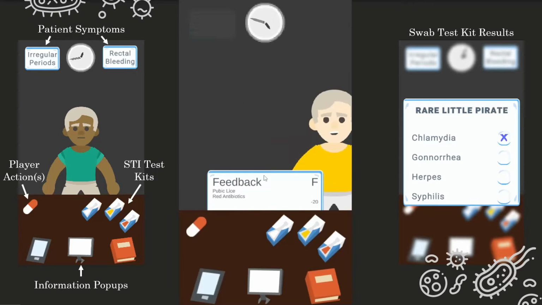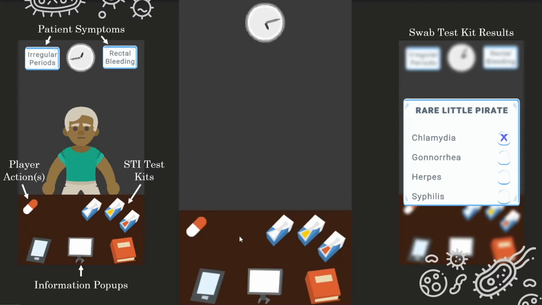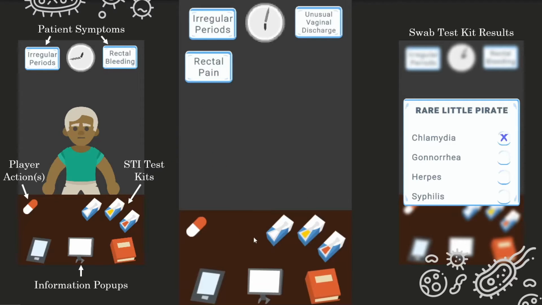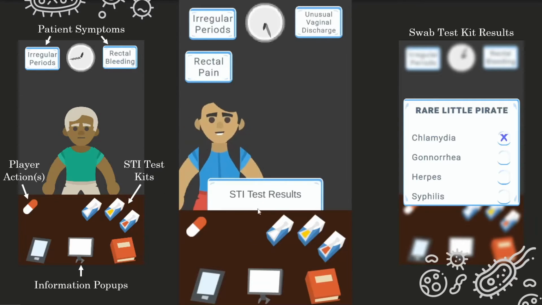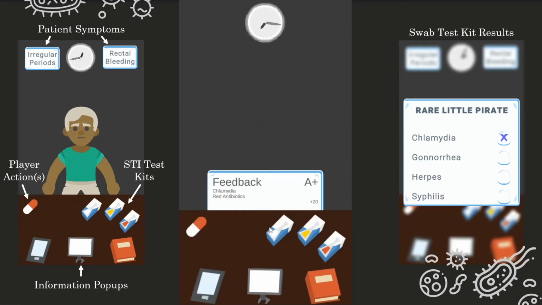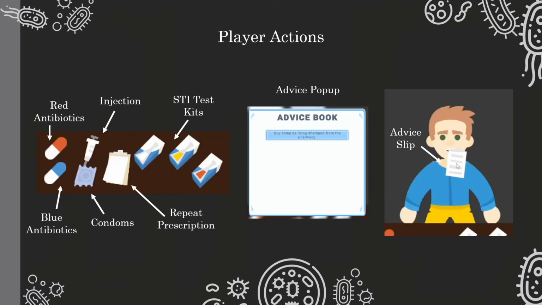Patients present symptoms and the player is tasked with recognising the STI and finding the correct treatment. Patients are generated randomly, so not all patients with the same STI will show the same symptoms. Players learn through repetition and reinforcement, and through play they begin to learn the symptoms of each STI.